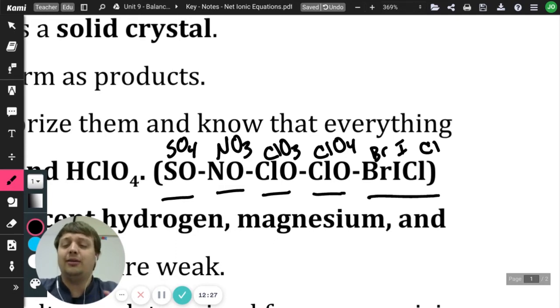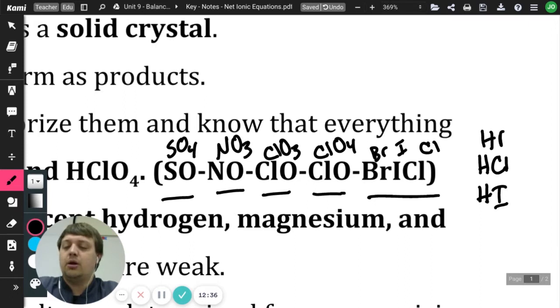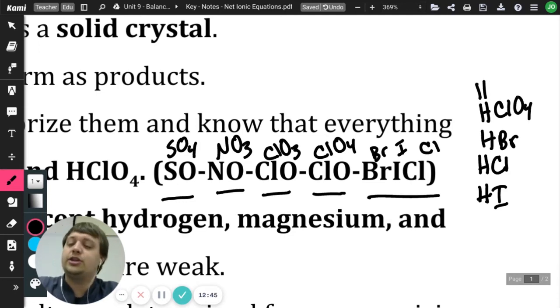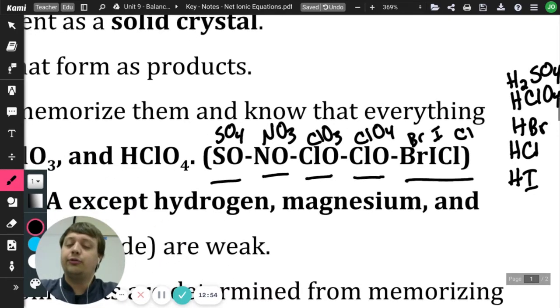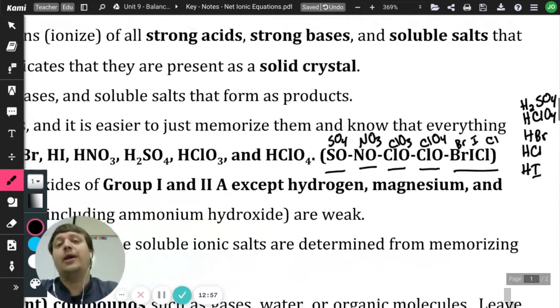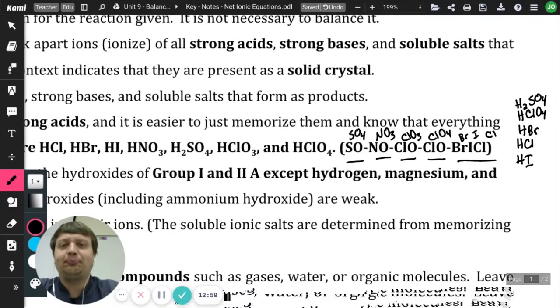Now, how do I make them an acid? Well, remember, acids are going to start with that hydrogen, right? So HCl or HI or HBr. If I've got perchloric, then it would be HClO4. If I've got sulfuric, it would be H2SO4. Again, I would know that that needs to be H2 because we'd have to swap, drop, and reduce. So those are the 7 different substances that form a strong acid.